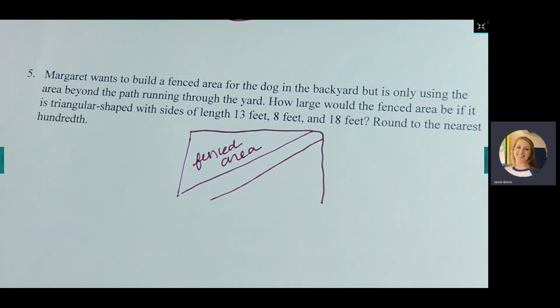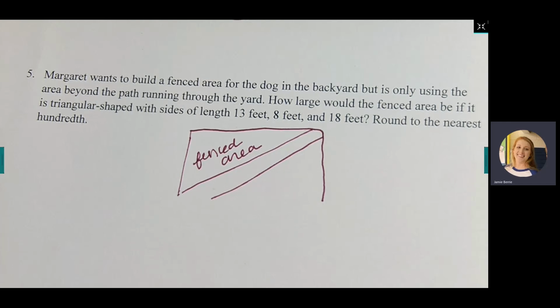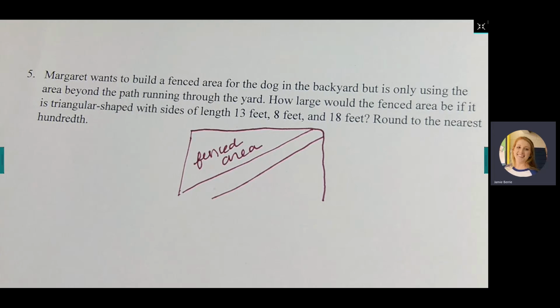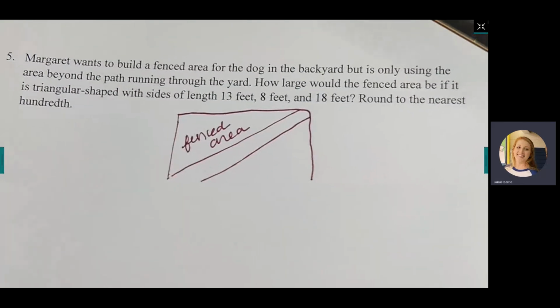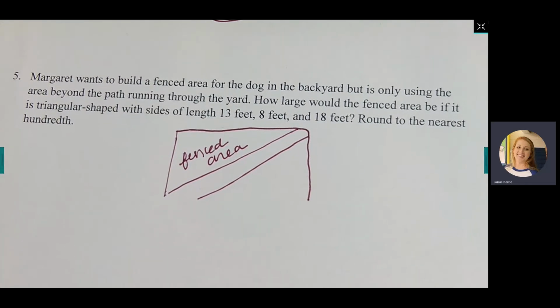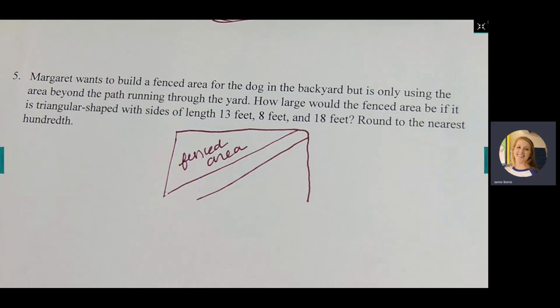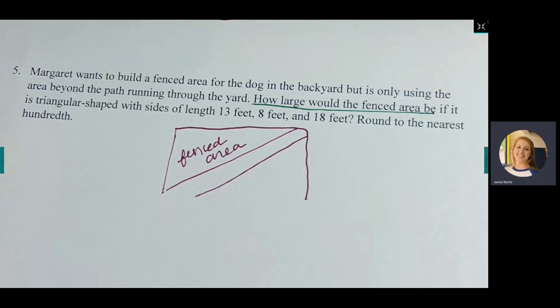All right, so it says, how large would the fenced area be if it is triangular shaped with sides of length 13 feet, 8 feet, and 18 feet, round to the nearest hundredth? So again, you don't have to draw a picture on these area problems, but sometimes the pictures from help are not the best. So just in case you're wondering what that would look like. How large would the fenced area be? That's telling you to find the area.